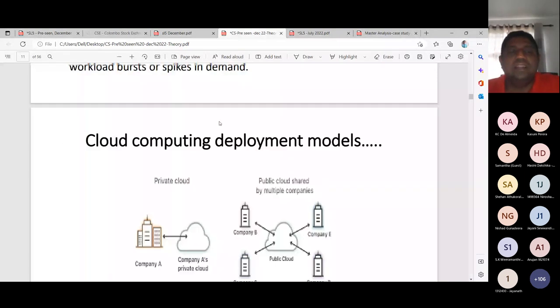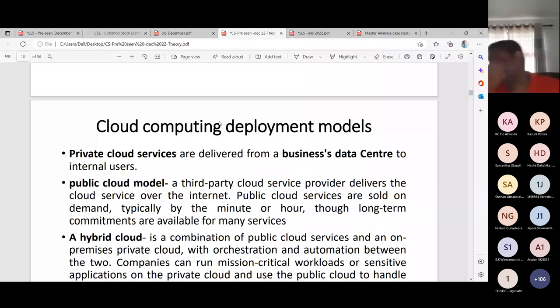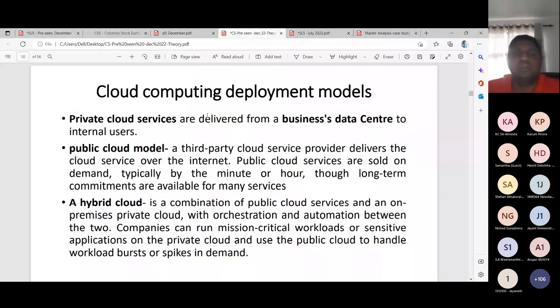Normally there are three types of cloud computing deployment models: private cloud, public cloud, and the hybrid cloud. In the private cloud, totally allocated cloud services are given for us. The third party gives a facility which is exclusively allocated for us. No other party will use that. This is normally a costly one. Prices are very high.